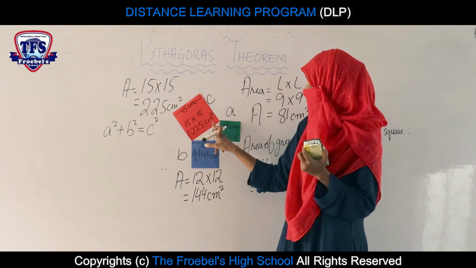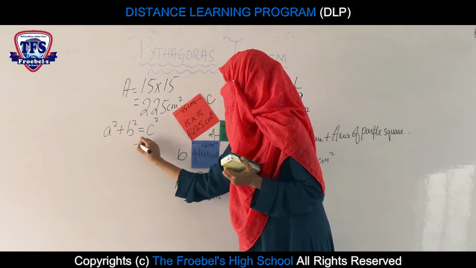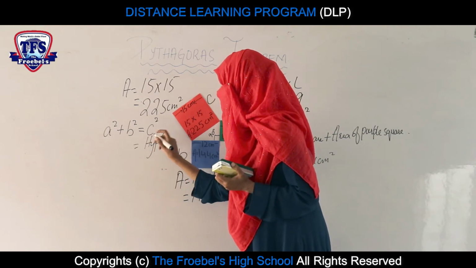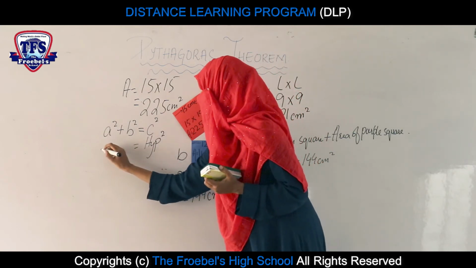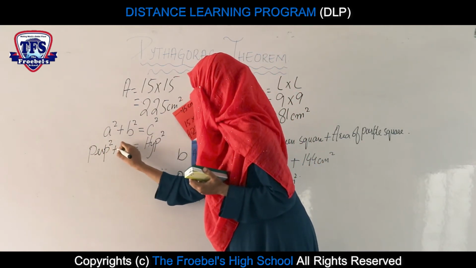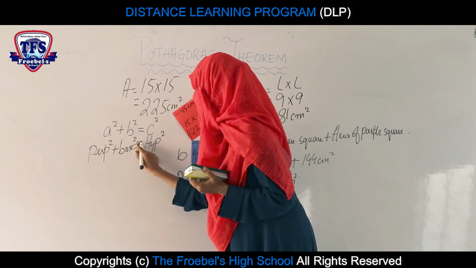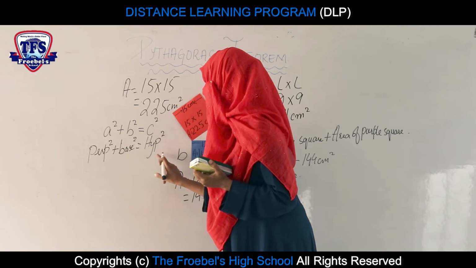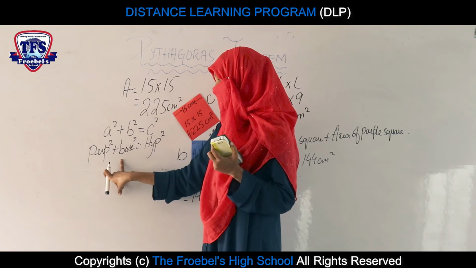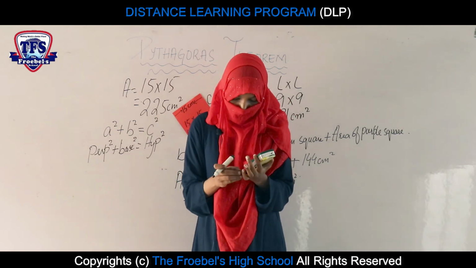This is the largest side, and the largest side is referred to as the hypotenuse, so I can just replace the C with hypotenuse square. A I am taking as the perpendicular and B I am taking as the base. So hypotenuse square is actually the sum of the perpendicular square plus the base square. This is referred to as the Pythagoras theorem.